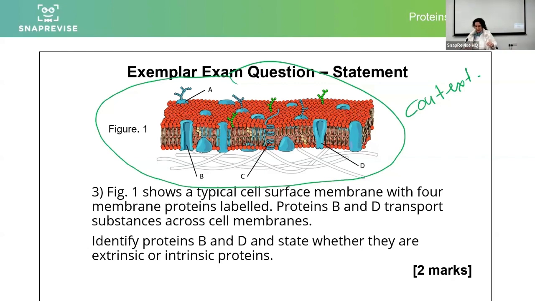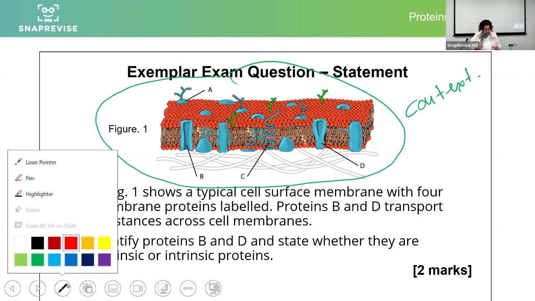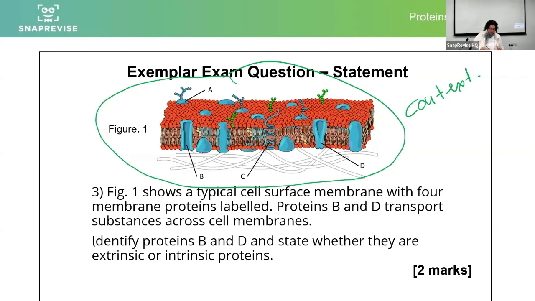Okay, sorry about that interruption, just a small technical problem. So we said this is the entire diagram, and this description is our context. Our command word here, of course, is going to be identify and state whether they are extrinsic or intrinsic proteins. So that'll be my direction here. And it's only a 2 marker, so that's going to be a relatively straightforward answer.